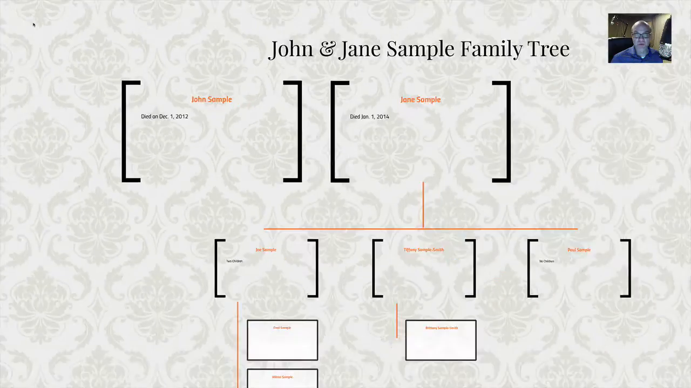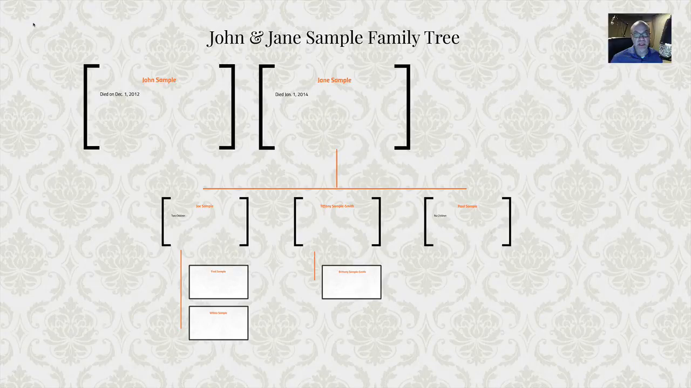John and Jane are married, have been married for a long time. They have 3 children, Joe, Tiffany, and Paul. Joe has 2 children, Fred and Wilma. And Tiffany married a man named Smith, so her name is Tiffany Sample Smith. She has 1 child named Brittany. And Paul, another child of John and Jane, has no children. So John and Jane have 3 kids, and they have 3 grandchildren.